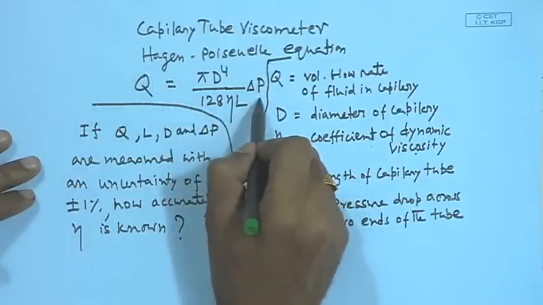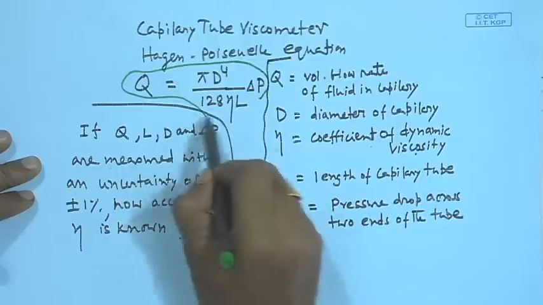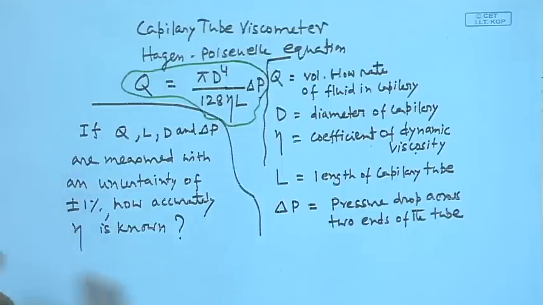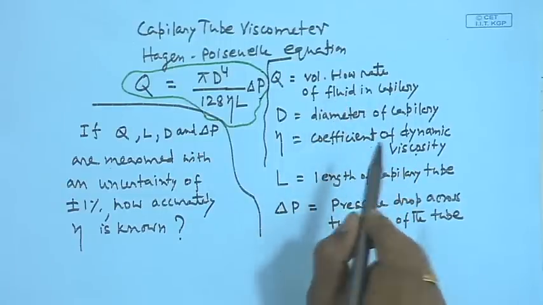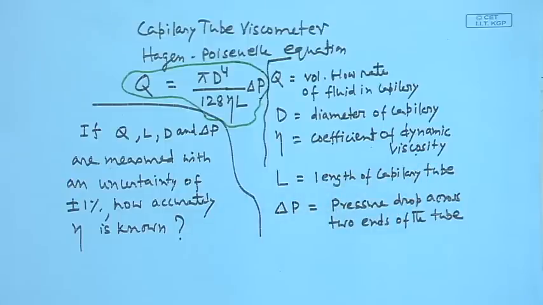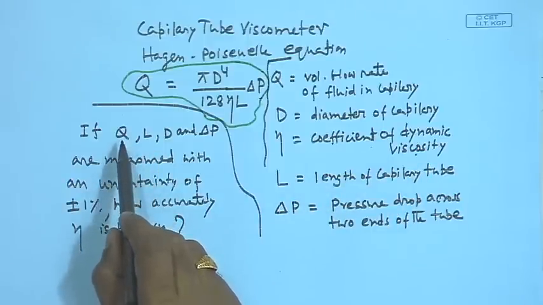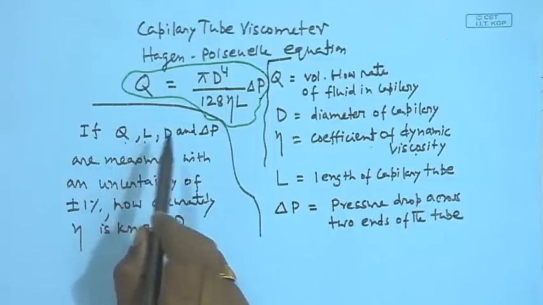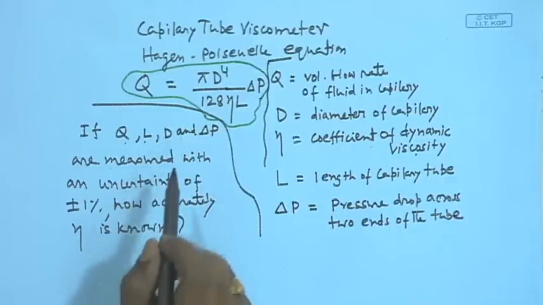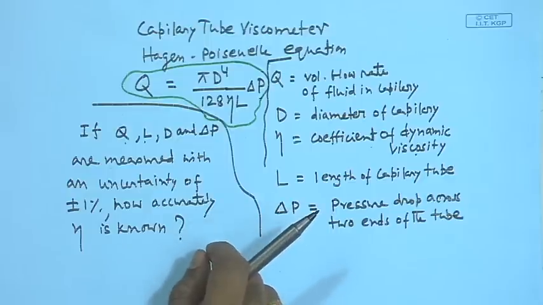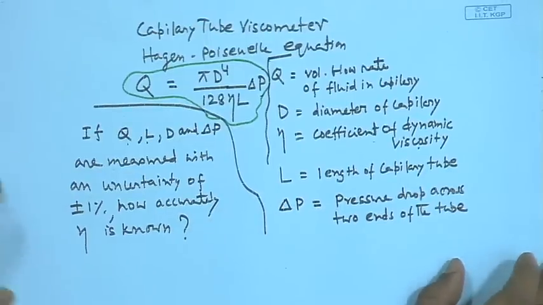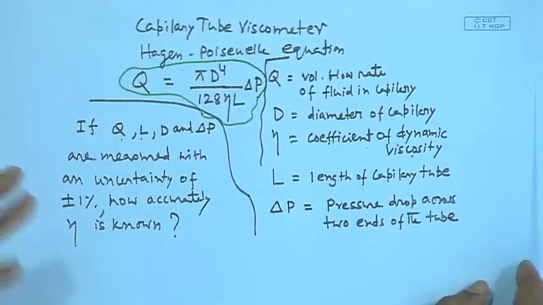This is the Hagen-Poiseuille equation which can be used to determine the dynamic viscosity eta from the knowledge of volumetric flow rate, pressure drop, diameter and length of the tube. So, the question you ask is if the volumetric flow rate, the length of the tube, diameter of the tube and the pressure drop are measured with an uncertainty of plus minus 1%, how accurately eta is known. We can follow the same approach that we just followed to solve the previous problem.